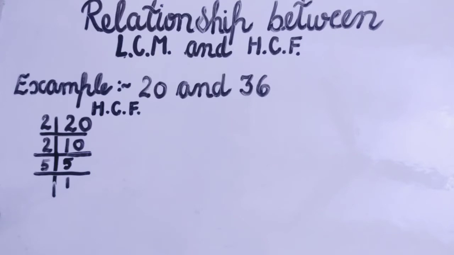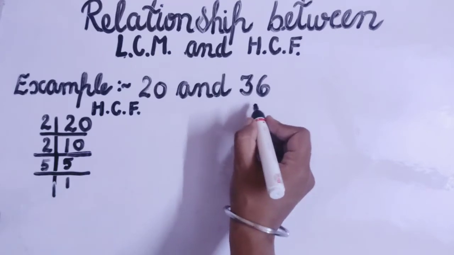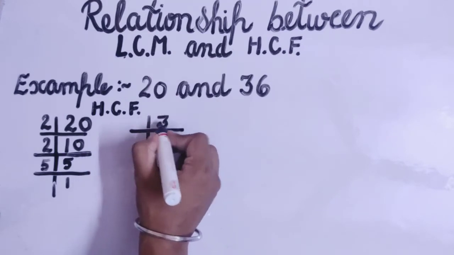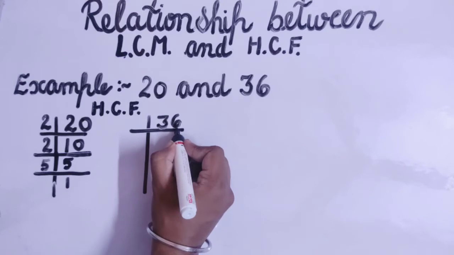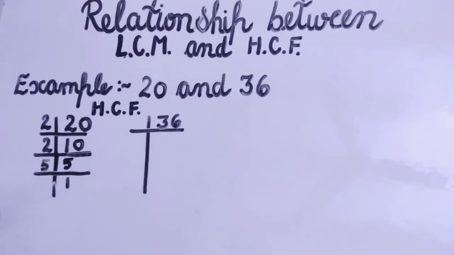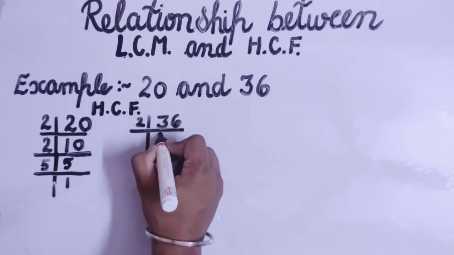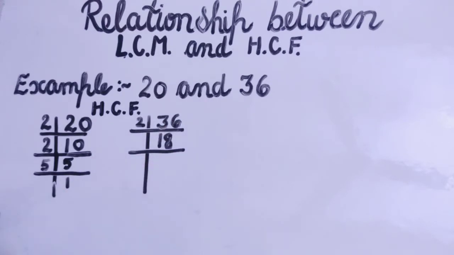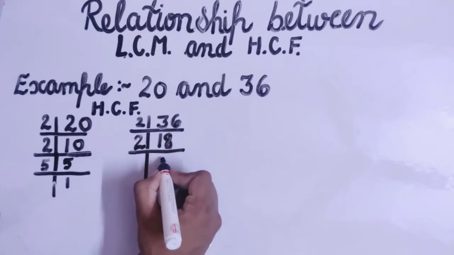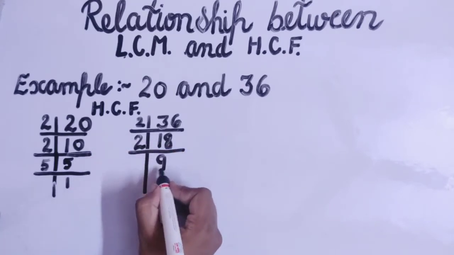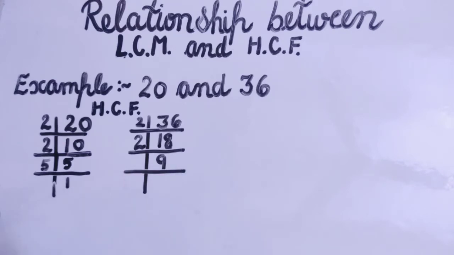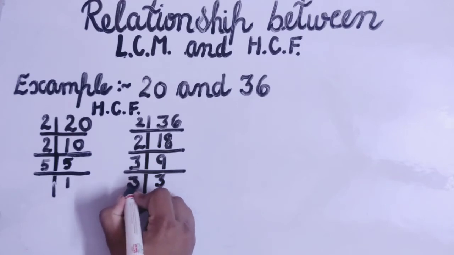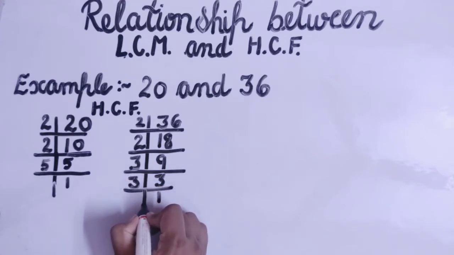Now students, we will do the prime factorization of 36. As the ones place digit is 6, it can be divided by 2. 2 18s are 36. It can also be divided by 2 once again. 2 9s are 18. 9 is not coming in the table of 2, so it can be divided by 3. 3 3s are 9 and 3 1s are 3.